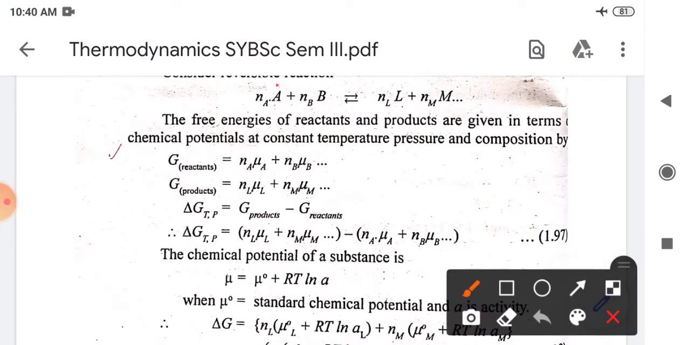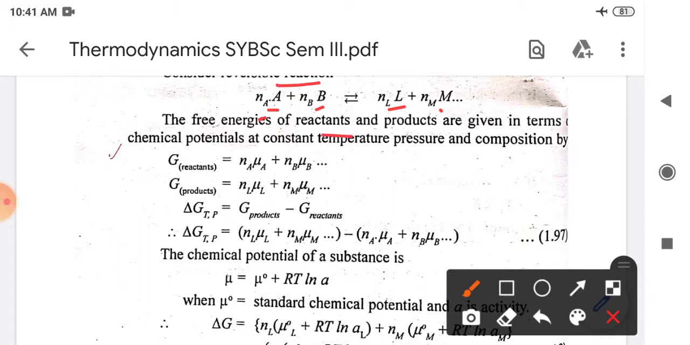Now consider the reversible reaction in which A plus B gives L plus M, having the number of moles for A as Na, for B as Nb, for L as Nl, and for M as Nm.